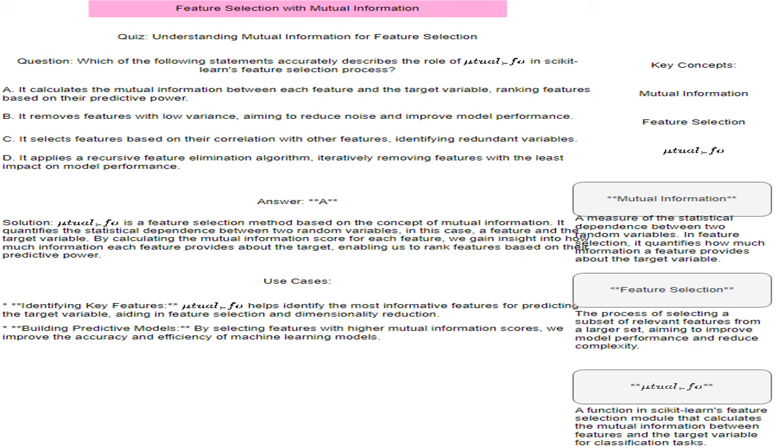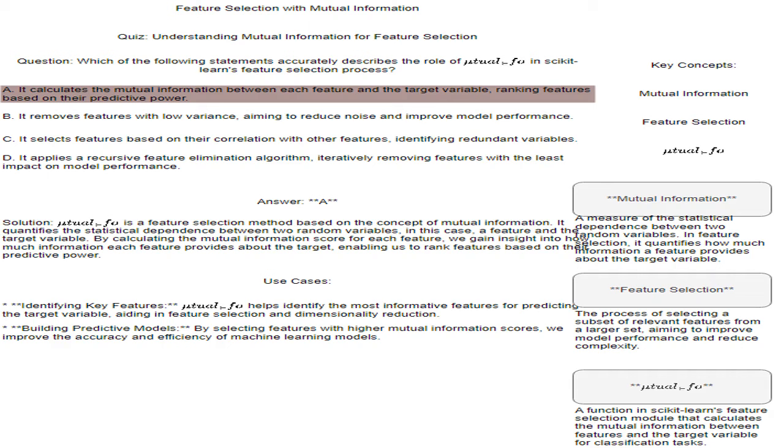False. Feature selection. Mutual information is a statistical measure that quantifies the dependence between two random variables. In the context of feature selection, it determines how much information a feature provides about the target variable. Features with higher mutual information scores are considered more informative.